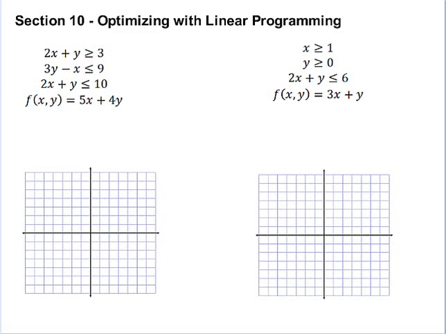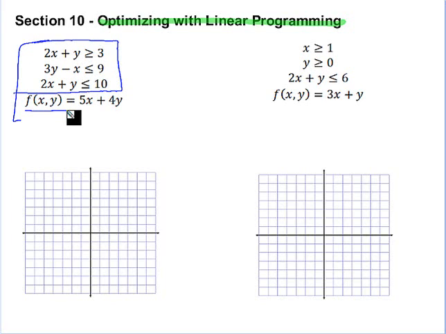Welcome to Algebra 2 on our section of graphing functions. This is our last section of this chapter, which is about optimizing with linear programming. Optimizing with linear programming is a way for us to find what the maximum value is of a certain system of equations. So we are going to start off by graphing the system of equations that we're given. We are going to just graph the top three equations for this example. The f of x, y we will get to at the very end.